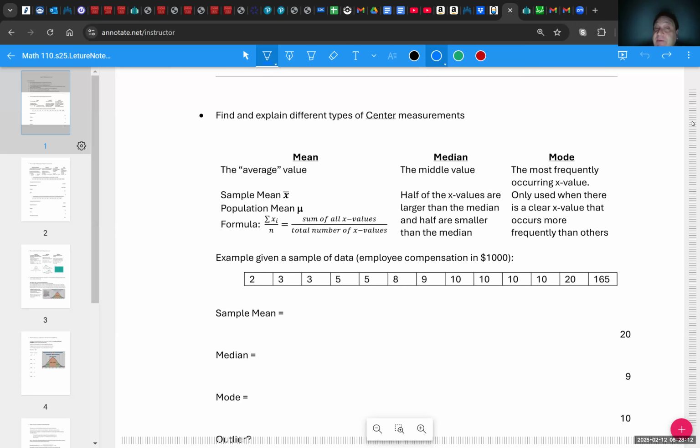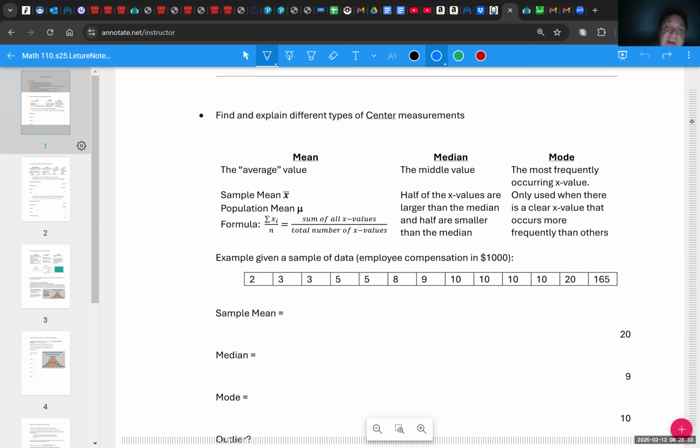So there are special symbols for the sample mean and the population mean, and they're right here. The sample mean is an X with a little bar over it. And the population mean, we always use this sort of curly U. It's called mu. It's one of the Greek letters of the alphabet. So we're going to use the mu symbol to represent the population mean.